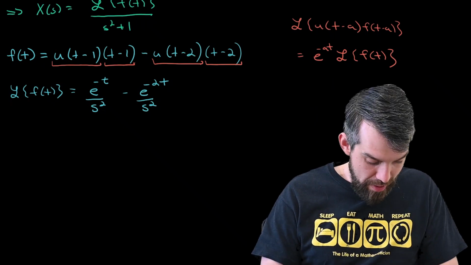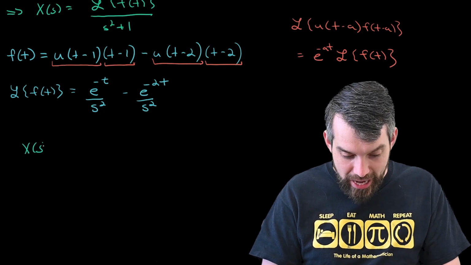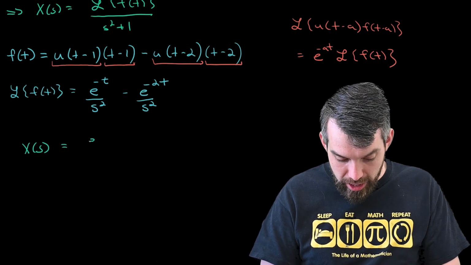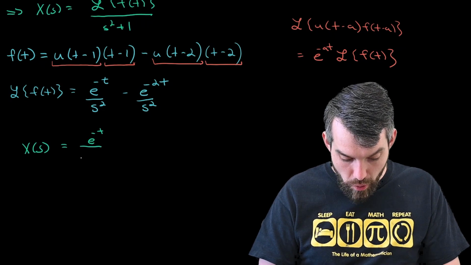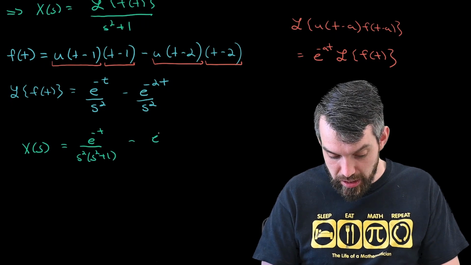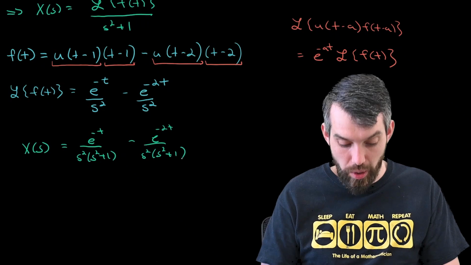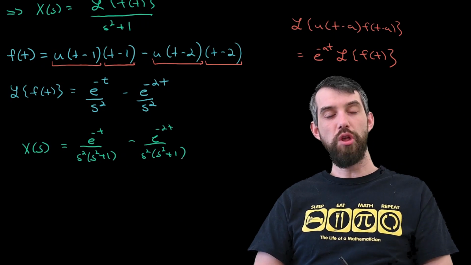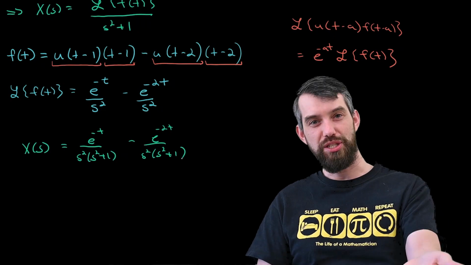Okay, so putting it back to the beginning, then what I have is that this big X of s is, well, an e to the minus s over s squared plus 1, and then minus an e to the minus 2s over s squared plus 1 once again. So I'm almost done, except for the fact that I have to still do the inverse Laplace transform.